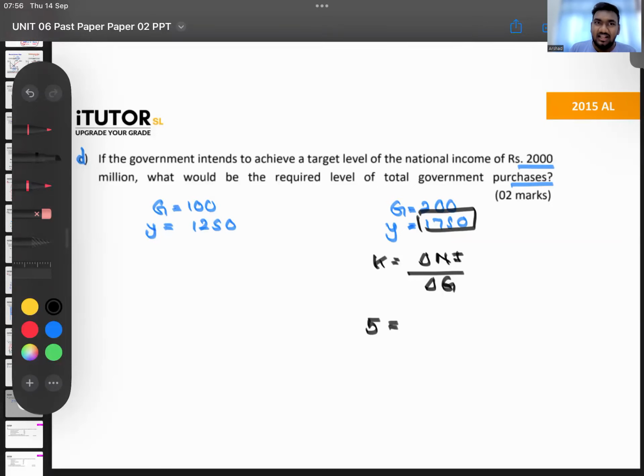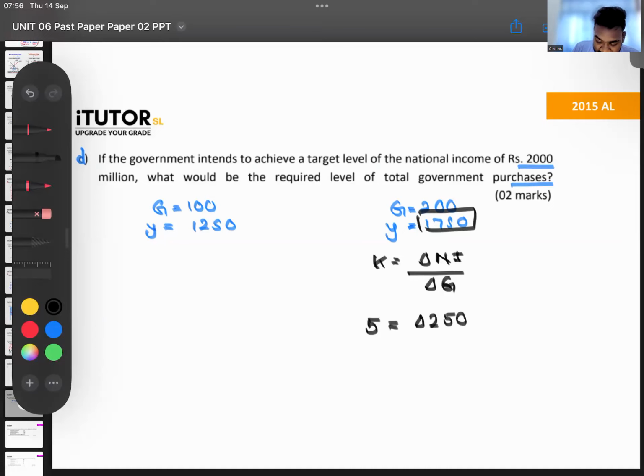Usually they look at the marking scheme only and do it. But some people come up with their own stuff. So the better method is to show it this way. You can show how much of a change in national income you want. You currently have 1750. You need to go to 2000. It doesn't matter where we start, I'll show you why. So the change in national income we want is 250.